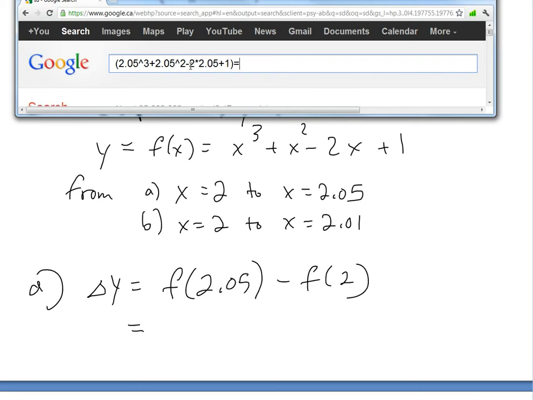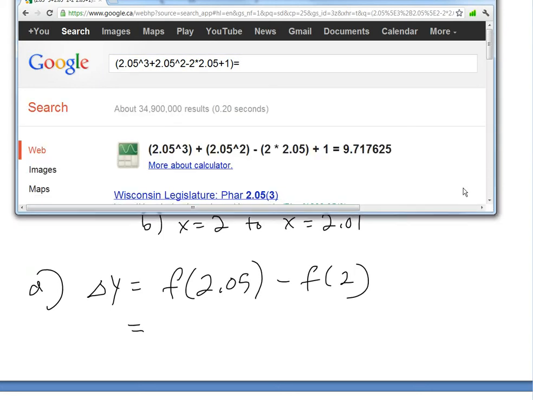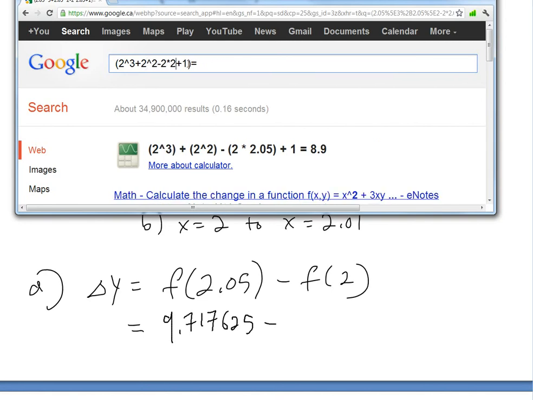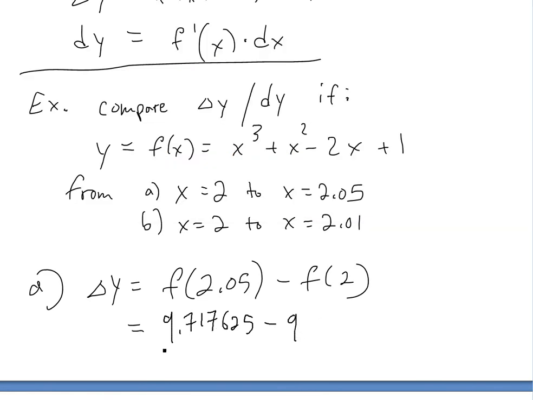Just enter, and we get 9.71625. I just wrote it down there, and then interchange this one with 2. F of 2 just equals 9. So delta y would just equal 0.717625.